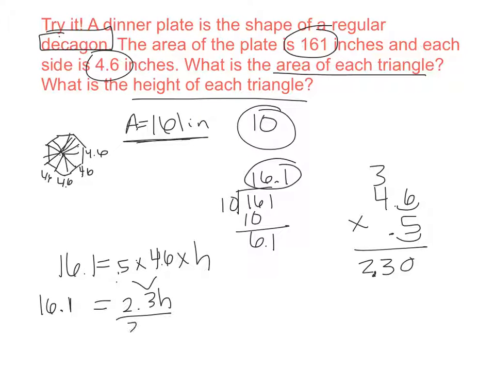And then I have 2.3h, and this is equal to 16.1. Now, if I divide both of these by 2.3, this is back to that algebra stuff. We want our coefficient pulled away. So I need to do 2.3 into 16.1. I'm running out of space here. Move my decimal over. 23 goes into 161. I'm going to try 8 times because 2 goes into 16 8 times.